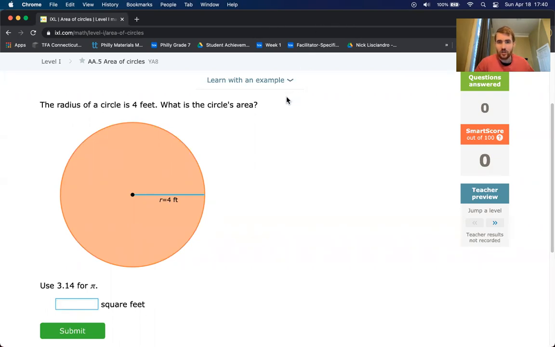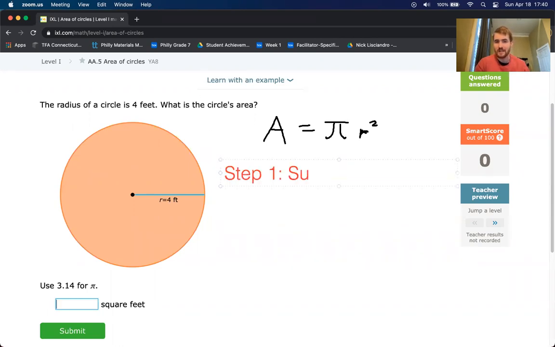The area of a circle is equal to A equals pi times r squared, where r is the radius. So when you go about solving a problem like this, the first step should just be to substitute in the numbers you know. So step 1 is going to be substitute in the numbers you know.